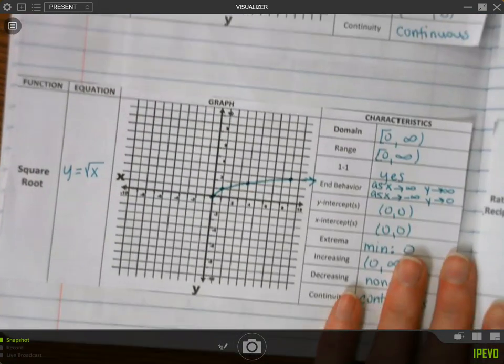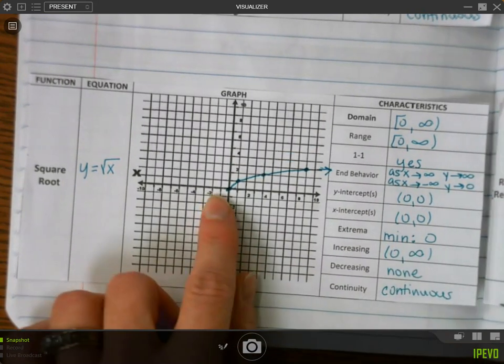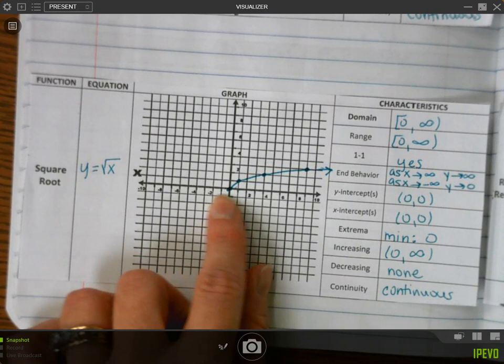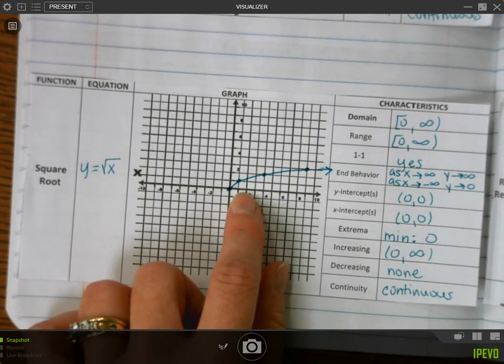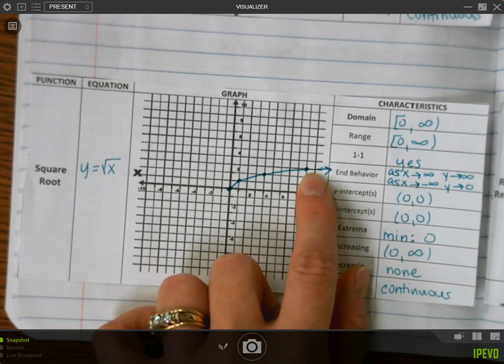All right, next we have the square root function, y equals the square root of x. And again, you know you can't do negatives because the square root of a negative is imaginary. So we have to start with 0. The square root of 0 is 0. The square root of 1 is 1. The next pretty point is the square root of 4 is 2. And the next one is that the square root of 9 is 3.